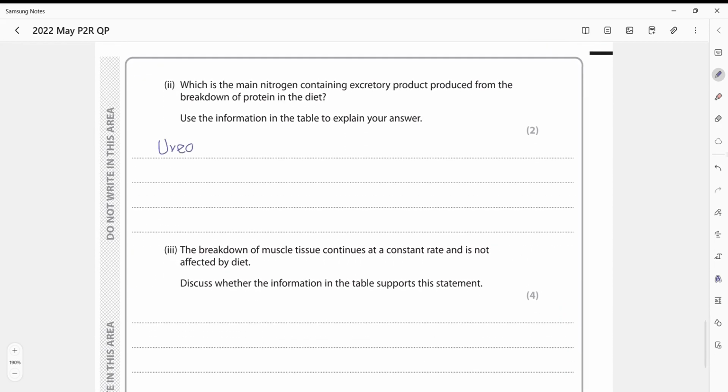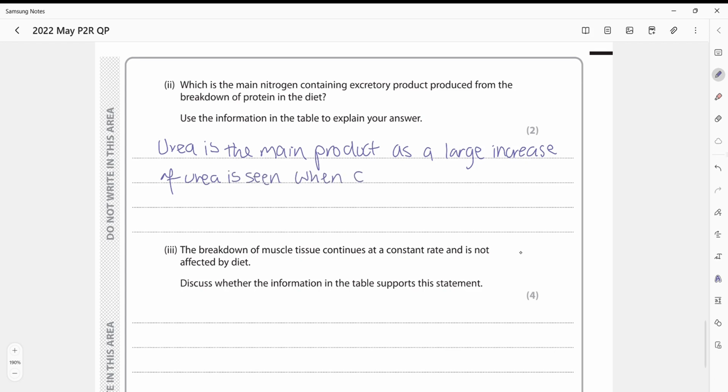Urea is the main product, as a large increase of urea is seen comparing the low protein diet to the high protein diet.